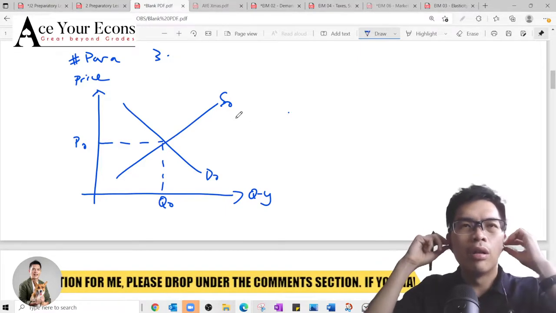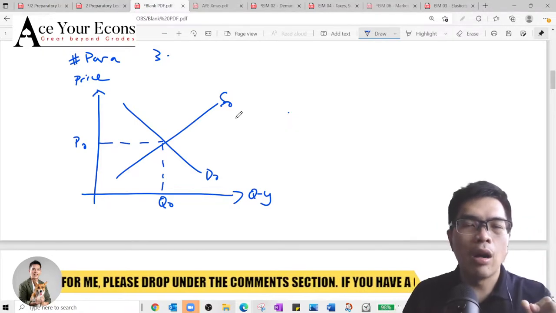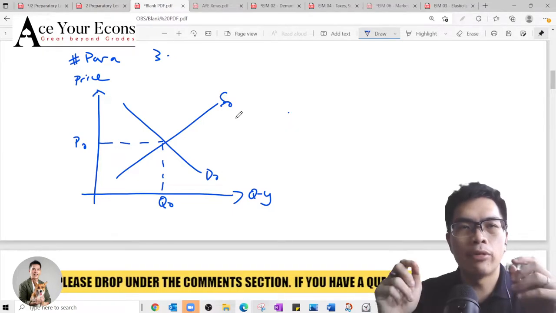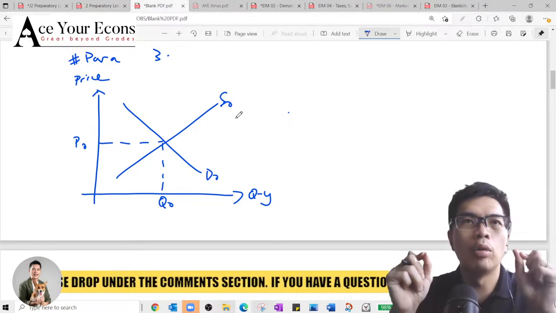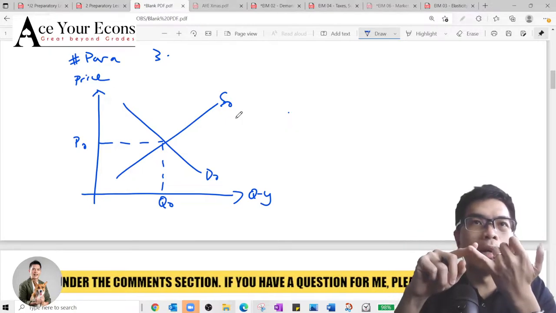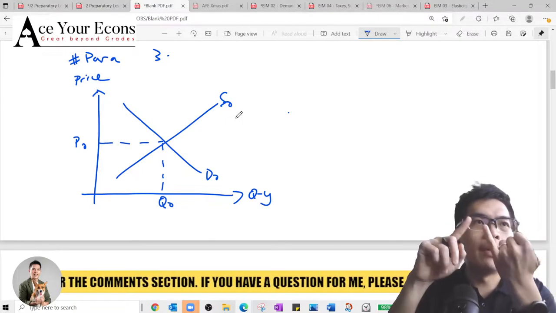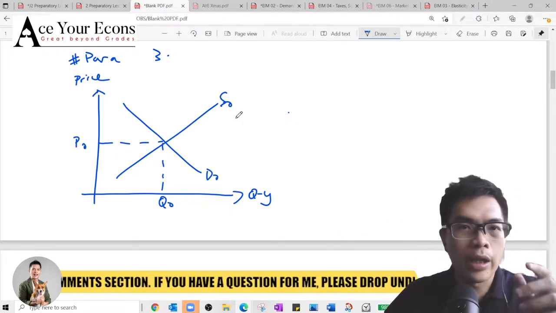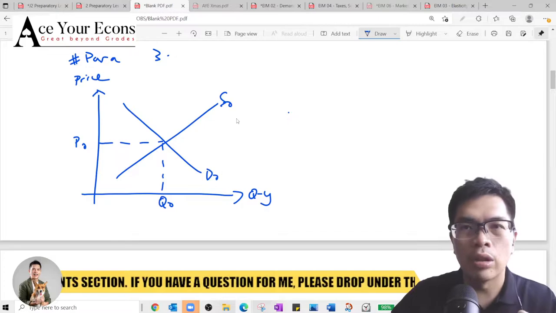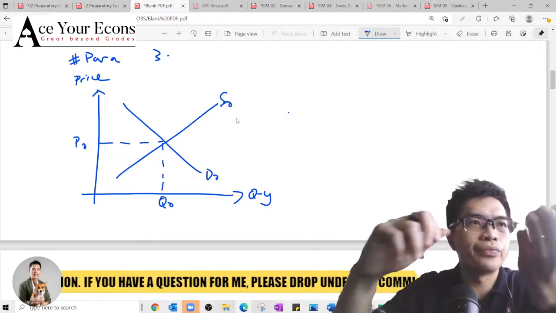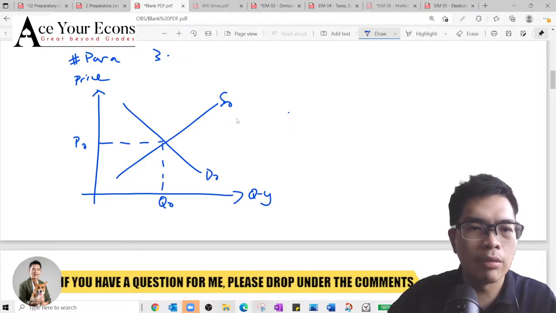Alright, so your consumer spending will go in the same direction as your demand. Let me repeat. Your consumer spending will go in the same direction as changes in your demand. If demand goes up, consumer spending goes up. If demand goes down, consumer spending goes down. So let's quickly wrap this up. Can we confirm again, a recession will cause your demand to go up or down? Up or down?